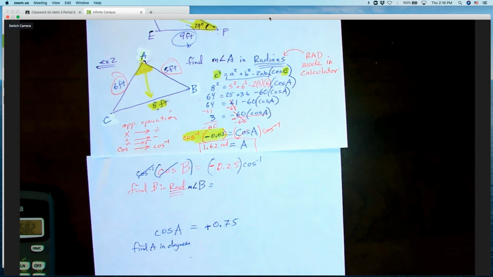Actually, why don't you put that in the chat? What is the measure of angle B? I need a few of those answers in the chat. What is the radian measure? What is the radian measure of B? Nice. Good, Dave. Good, Alicia. Anyone else want to throw that in there? The measure of angle B? Good, Brian.